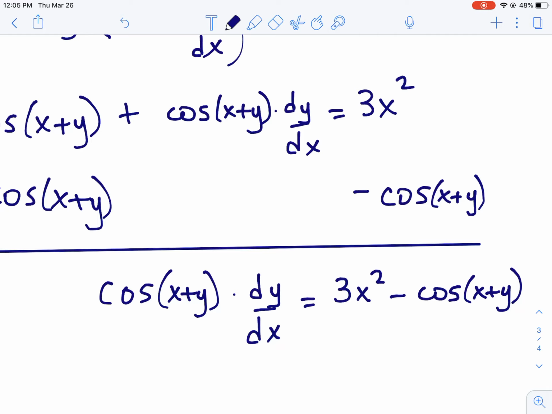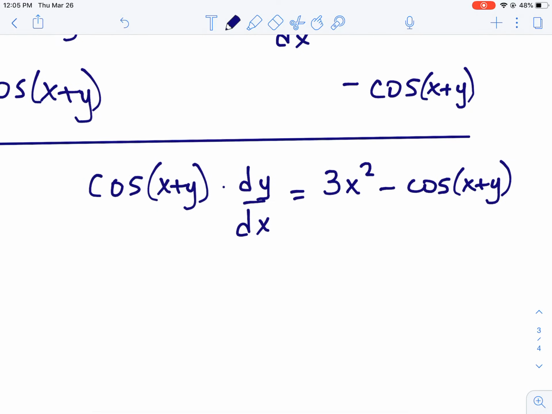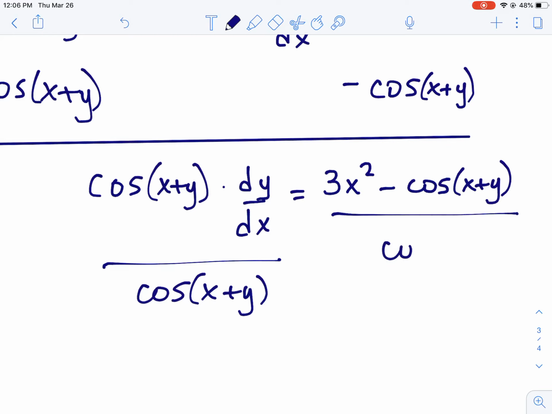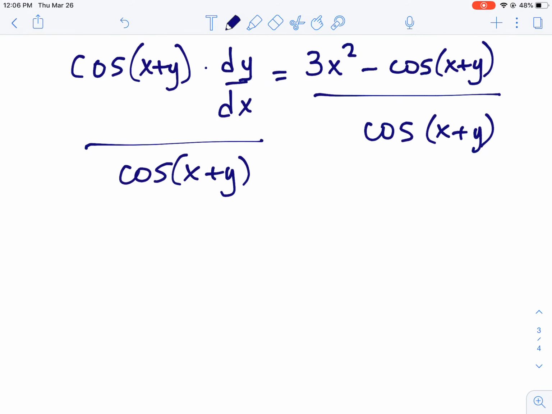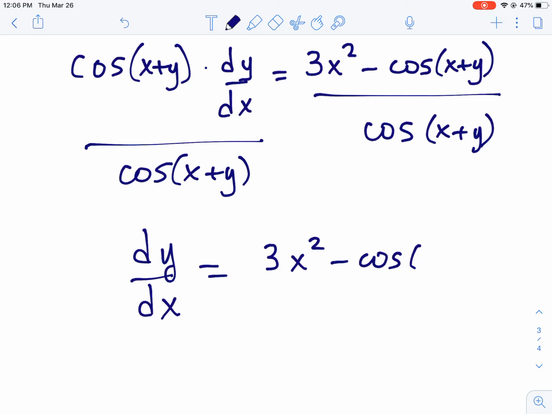I can't distribute that cosine. Don't even try to do that. Just leave it cosine x plus y. And now I'm going to divide both sides by cosine x plus y. And so then my dy dx, and again it depends on how you want to simplify, but I would just leave it 3x squared minus cosine of x plus y divided by cosine of x plus y.